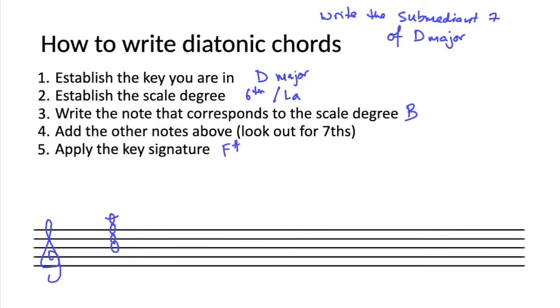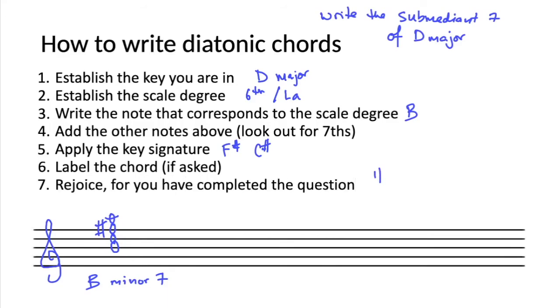So we know that in D major, there is an F sharp and a C sharp. Within this chord, we can see that we have an F, no Cs, so that's okay. So we'll just add in that sharp. Label the chord if we're asked. So we know from our chords in the previous episode on triads that a submediant is a minor chord. It's got a 7th, so we'll delve into this in a moment, but that's the 7th. And then the root note. So we have a B minor 7th chord here. And then we rejoice because we have completed the question.